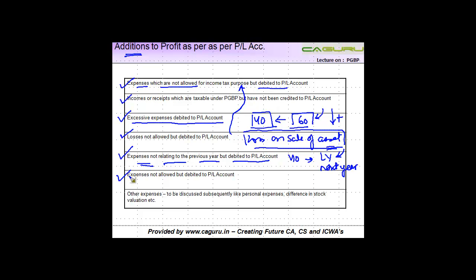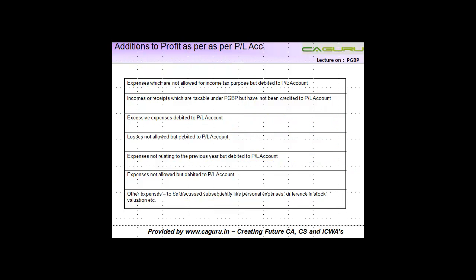Expenses not allowed but debited to the P&L. This is again something which is there in the first clause. Other expenses to be discussed subsequently, like personal expenses, differences in stock valuation, etc. We'll discuss this all subsequently. But all of them are some expenses which are not allowed. The key thing to be kept in mind is addition to the profit as per profit and loss account. If it's a loss, all these items are to be reduced from the loss. With that, we come to an end of this slide. Let's move on to the next one.